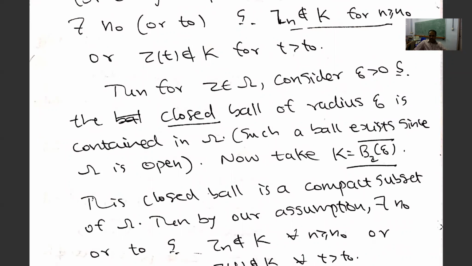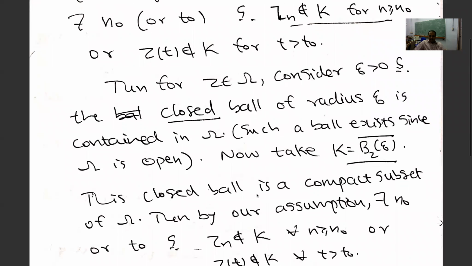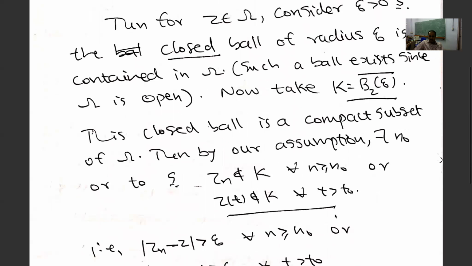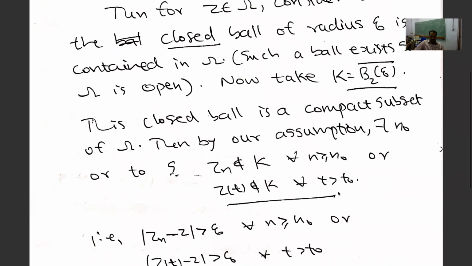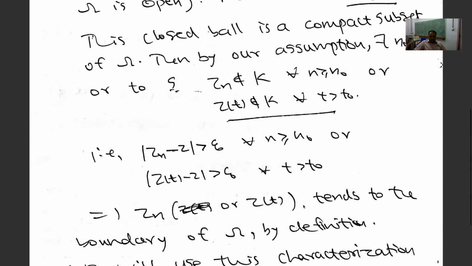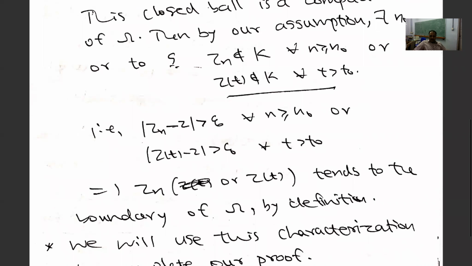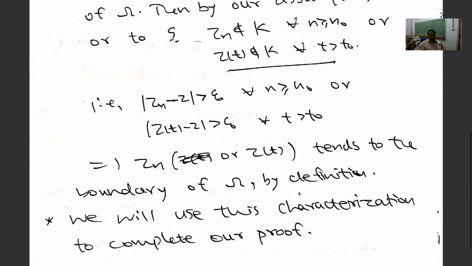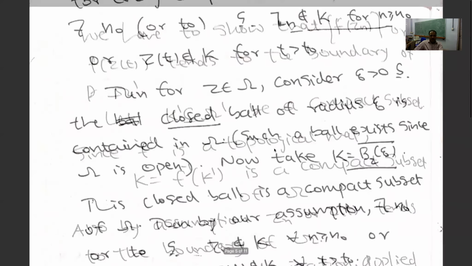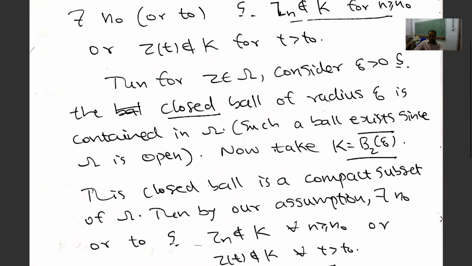And you take K to be the closure of a closed ball of radius epsilon. So that's a compact set. It's a closed and bounded set, therefore it's a compact set. And by our assumption, there is N0 such that Zn does not belong to K after n greater than N0, or Zt does not belong to K after t greater than T0. Hence, Zn tends to the boundary of omega, or the arc tends to the boundary of omega, by definition. Now, this is the characterization we will use to prove that if Zn tends to the boundary, f of Zn will tend to the boundary.